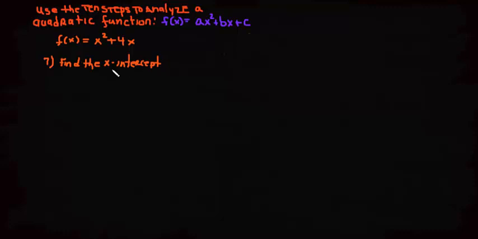And what we talked about earlier in the overview of the 10 steps. Number 7, we just simply plug in 0 in place of f of x or y. Y is equal to f of x, which is the same. Or just set this function x squared plus 4x equal to 0, and then we factor or find the roots. Or you can use the quadratic formula, but this is very simple.